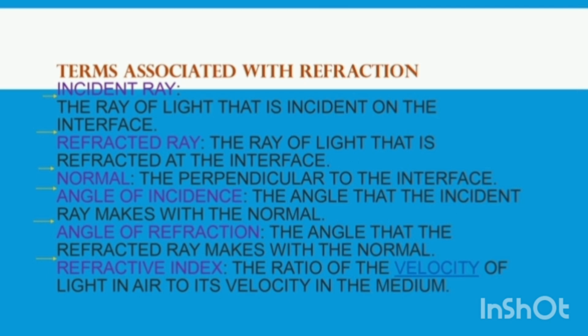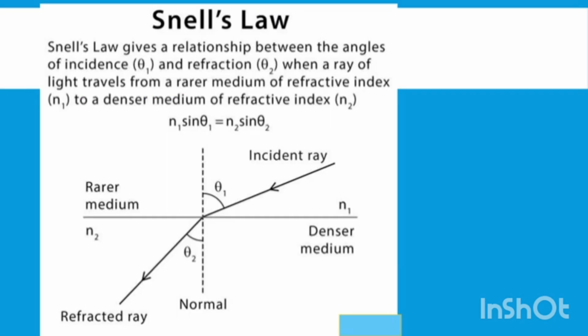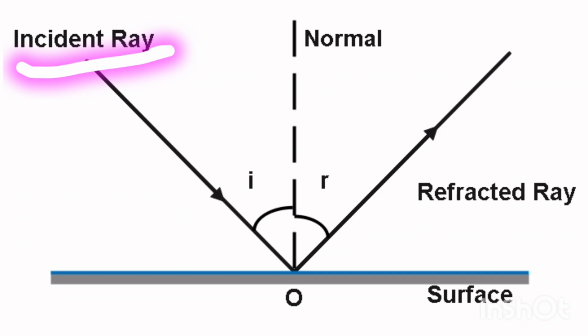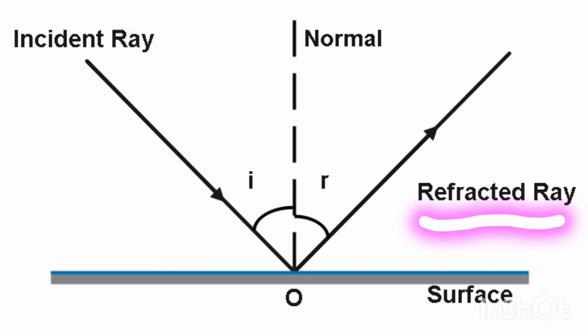Before going to the topic, we'll learn certain terms which we have already learned. We'll revise them. What is an incident ray? The ray of light that is incident on the surface. You can see in the picture that the light is intersecting on a particular surface. That is nothing but your incident ray.